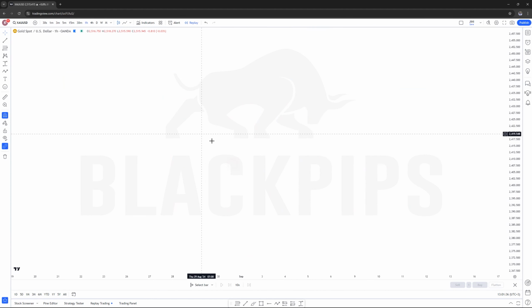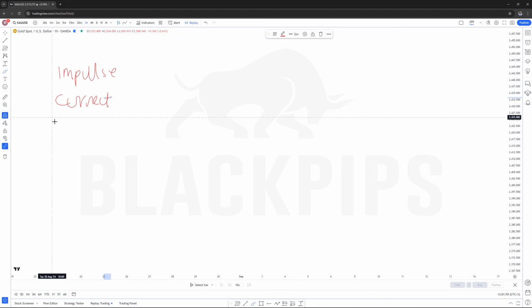So another thing I would like to talk about is phases of market structure. We have three phases of market structure, which are impulse, but also we have correction, but also we have continuation.